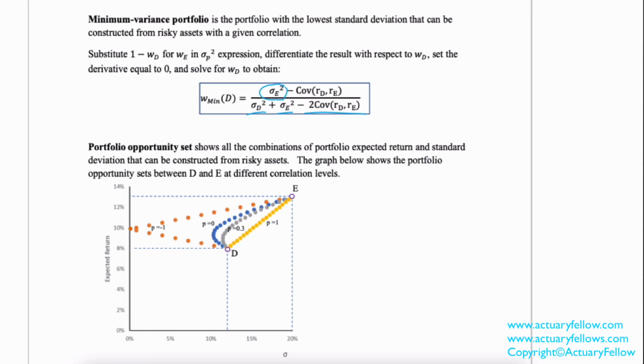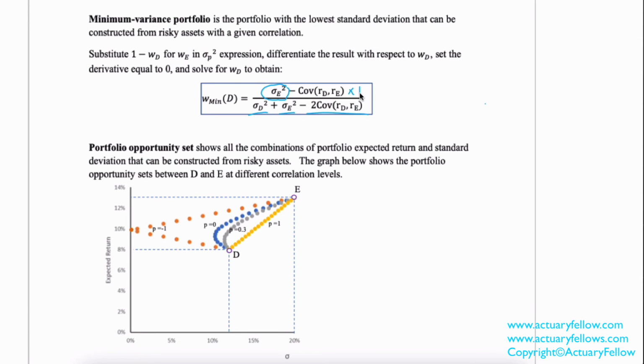The way I memorize this formula is the numerator being the variance of the other risky asset minus 1 times the covariance. 1 is the number of variance terms before the covariance. There is only one variance term in the numerator. The denominator is the sum of the two variances minus 2 times the covariance. 2 is the number of variance terms in the denominator.